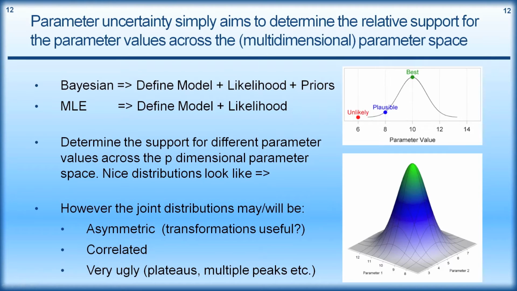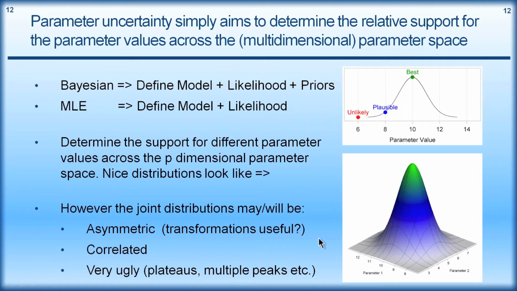So nice distributions look like this. So we just have our single distribution here like we showed before. Or perhaps when we have two parameters, we have the distribution for parameter 1 and the distribution for parameter 2. And we're looking here at the joint distribution of these parameters. And here we can see that they're actually uncorrelated.